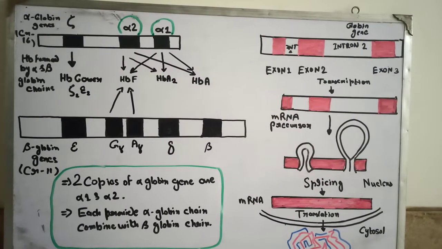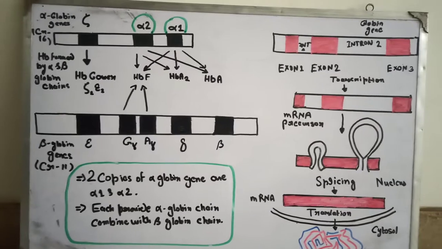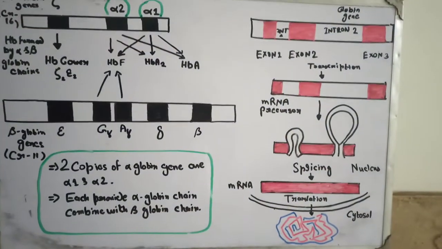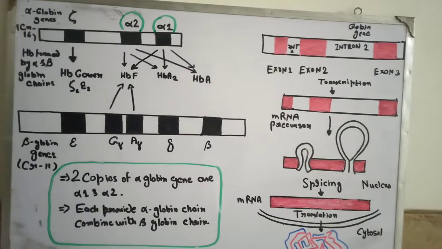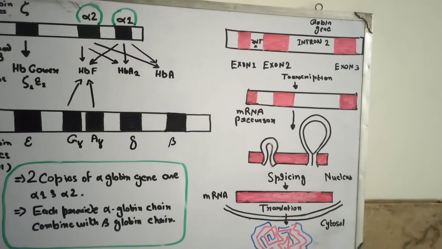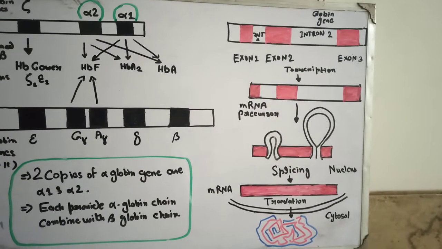This is the alpha globin gene, and this is the beta globin synthesis, the final synthesis of the protein. This is the genetic organization on the chromosome, while these are the major steps of hemoglobin protein synthesis, which are transcription and translation.